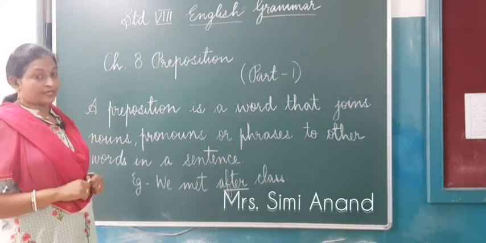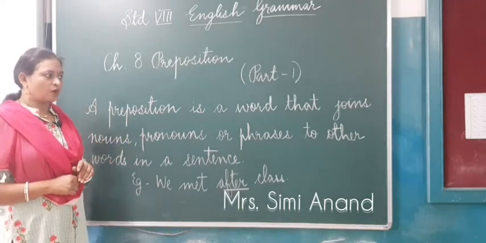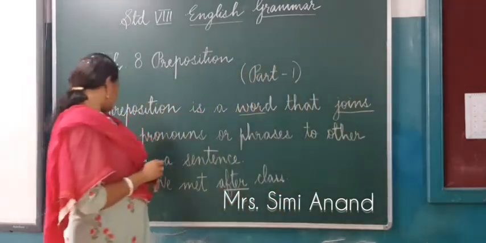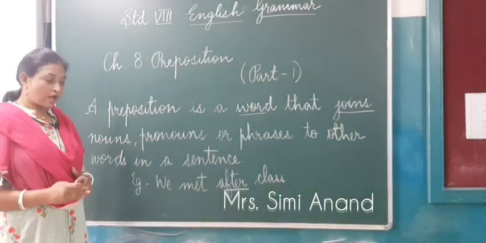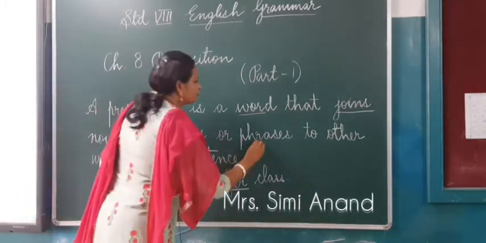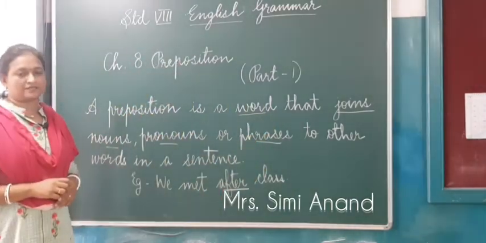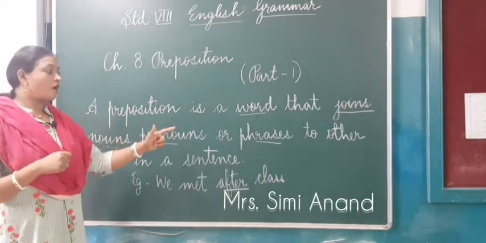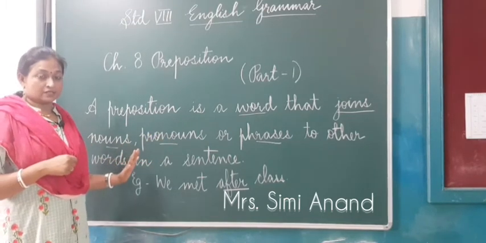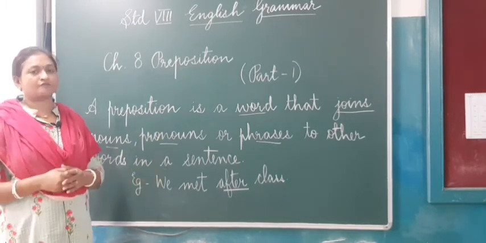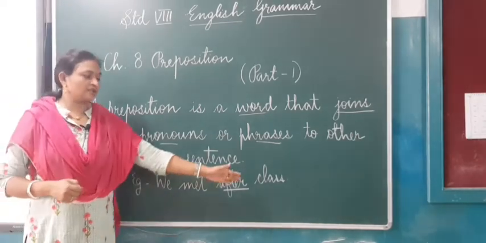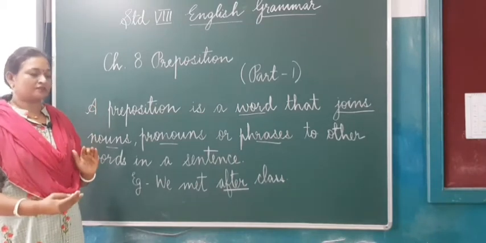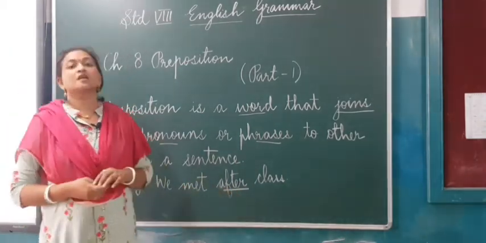What is a preposition? A preposition is a word that joins nouns, pronouns or phrases to other words in a sentence. So that means a preposition joins nouns, pronouns or phrases in a sentence. For example, we met after class. We is the pronoun, class is the noun, and they are being joined and the relation is shown with the help of the preposition after.